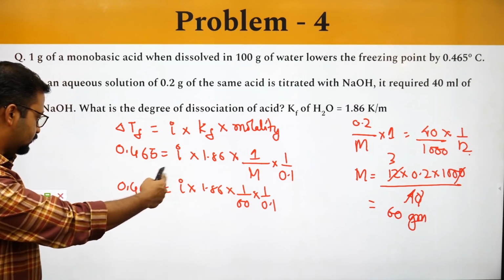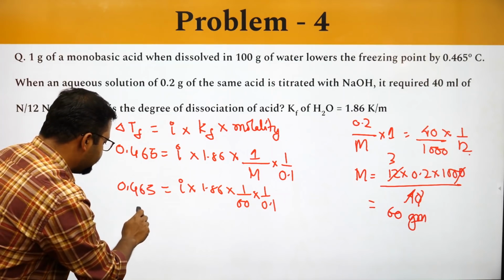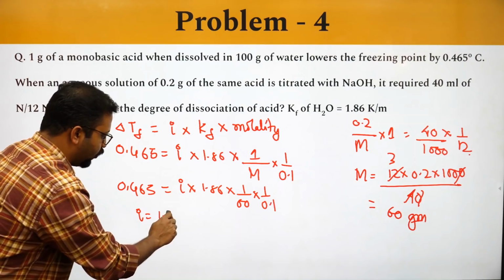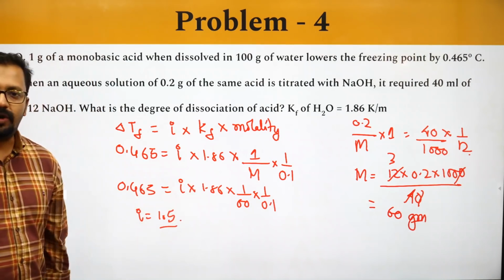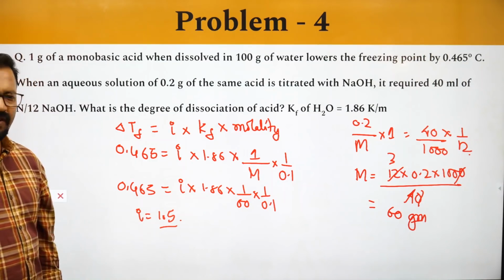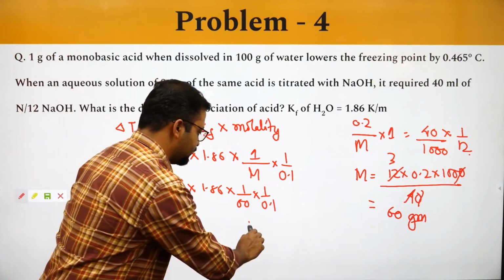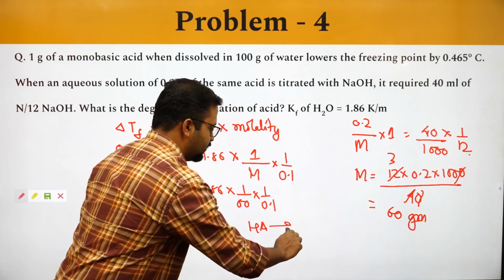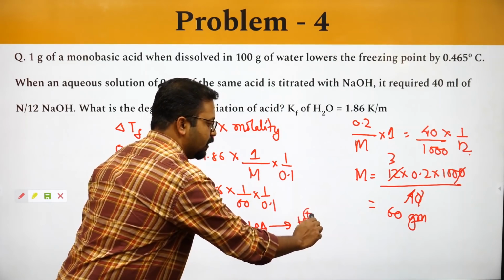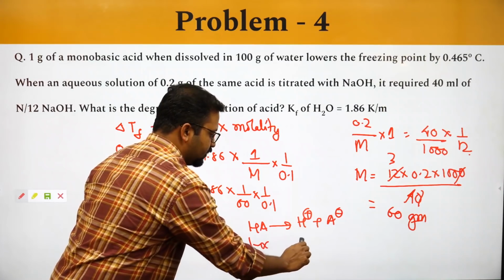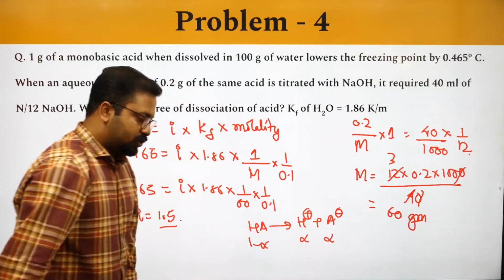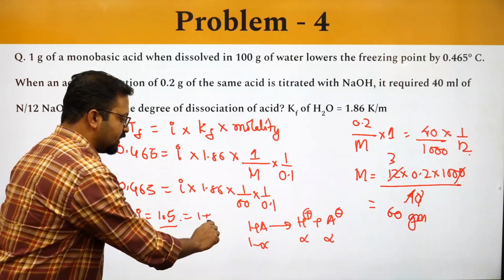and this i will turn out to be equal to 1.5. If i is 1.5, let's say the acid is HA. The next equation you know: HA goes to H plus and A minus, with 1 minus alpha, alpha, alpha. So i will be equal to 1 plus alpha.